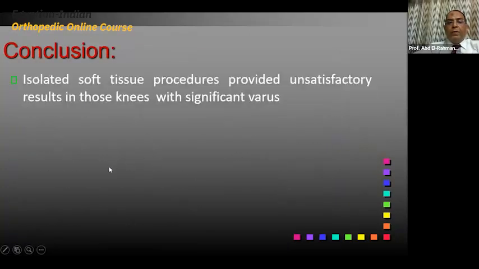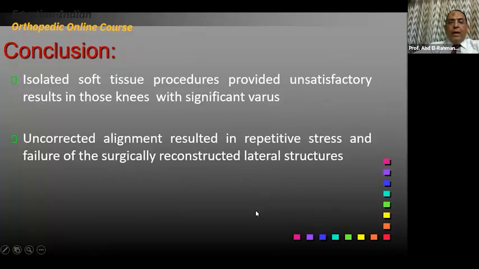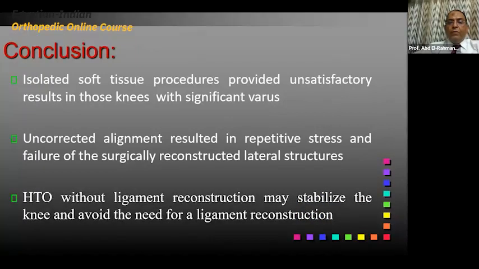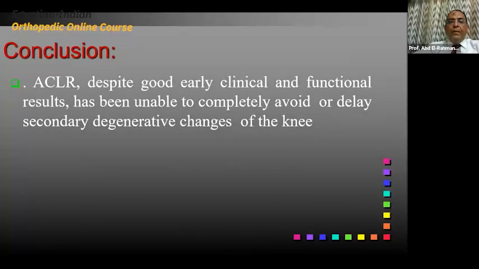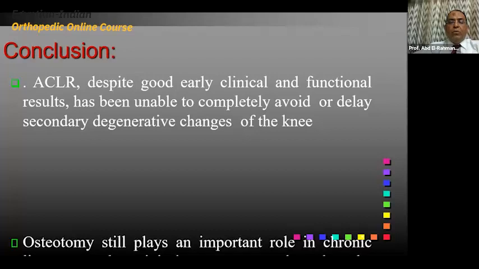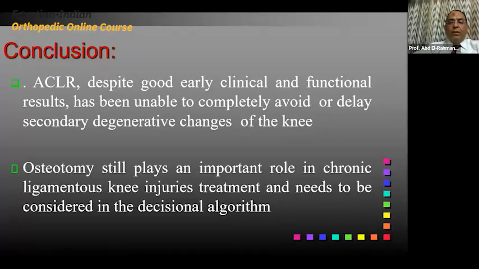Conclusion: isolated soft tissue procedures were unsuccessful in those knees with significant varus, and uncorrected alignment resulted in repetitive stress and failure of the surgically reconstructed lateral structures. High tibial osteotomy without ligament reconstruction may stabilize the knee and avoid the need for ligament reconstruction. ACL reconstruction, despite good early clinical and functional results, has been unable to completely avoid or delay secondary degenerative changes of these knees. Osteotomy still plays an important role in the treatment of chronic ligamentous knee injuries and needs to be considered in the decisional algorithm. Thank you.